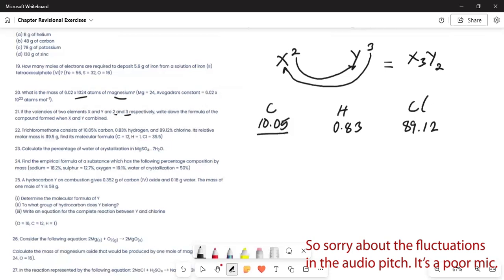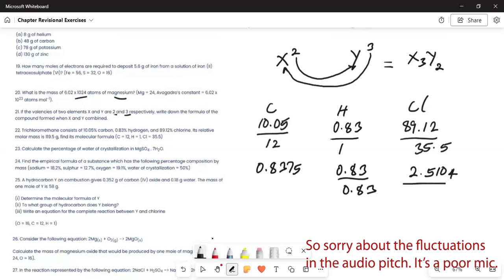Relative atomic mass of carbon is 12, that of hydrogen is 1, and that of chlorine is 35.5. 10.05 divided by 12, that is 0.8375. Then 0.83 divided by 1 still remains at 0.83, and 89.12 divided by 35.5, that is 2.5104. Now, to know the ratio in which these elements are combined, we need to divide by the smallest value. The smallest value is 0.83. So we divide through by 0.83.